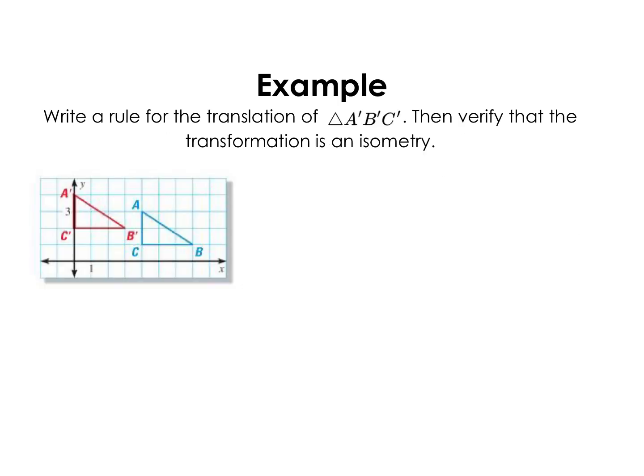Now what we want to do using this new knowledge is to write a rule for this translation and then verify that it is in fact an isometry. So let's go ahead and write down your rule. To write down our rule, again, that's going to be a coordinate. We just want to leave some room to figure out what's happening here.